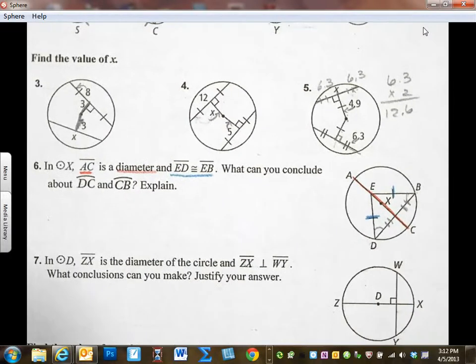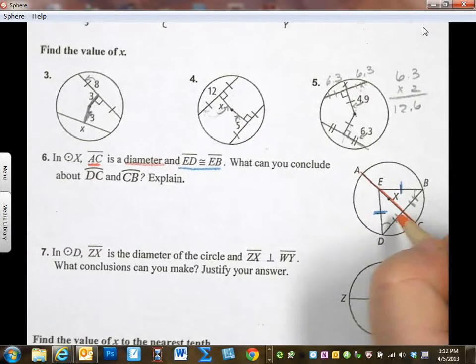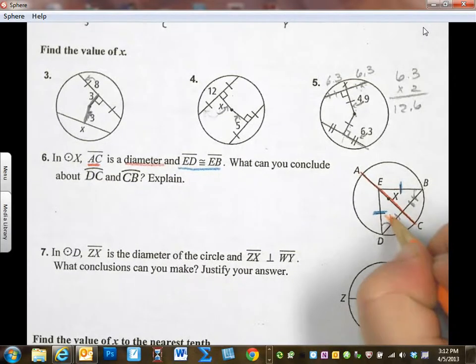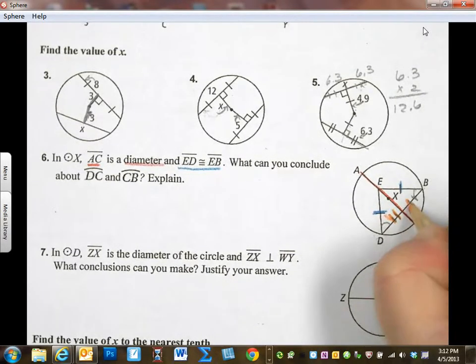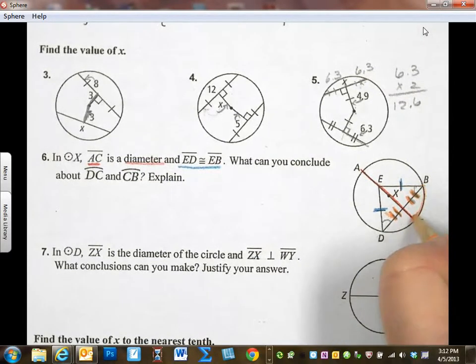Oh, where'd my color pencil go? Pick a different color. Sorry.